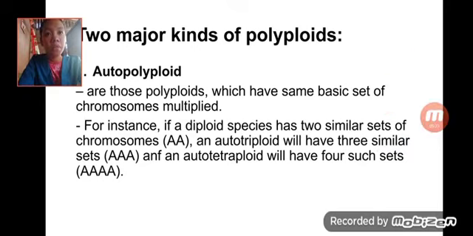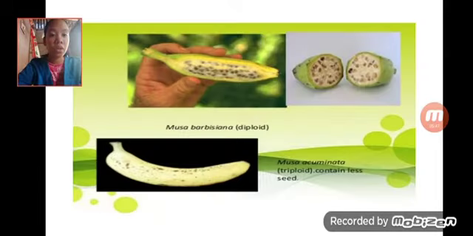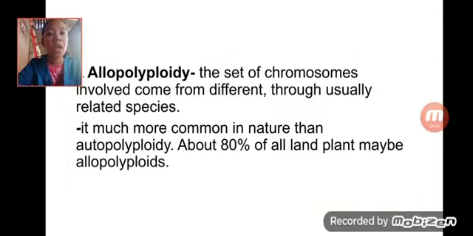During normal meiosis, the chromosome number is reduced by half. In autopolyploids, a failure in meiosis causes the chromosomes to fail to separate, resulting in gametes with twice as many chromosomes as normal. If these organisms fertilize themselves, then their offspring will be tetraploid, having 4 sets of chromosomes. Examples of autopolyploids are Musa balbisiana, which is diploid, and Musa acuminata, which is triploid. It contains less seed.